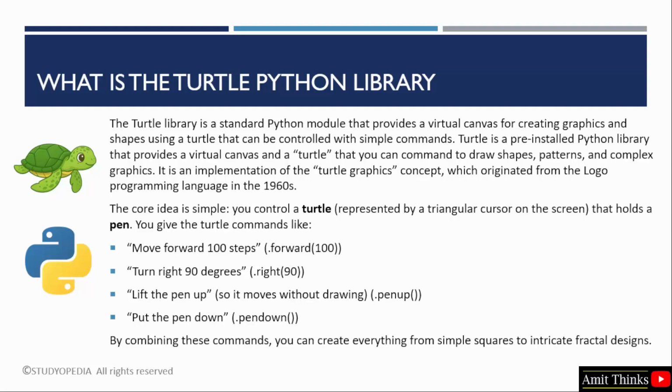How does it work? You control the turtle by giving it simple commands such as forward, right, pen up, pen down. If you want to move forward 100 steps, mention the forward command and in the parentheses mention 100. To turn right, use the right method. To lift the pen up, use pen up. By combining these commands, you can draw basic shapes like squares and triangles, create colorful patterns and spirals. You can also build intricate designs such as fractals and mandalas.